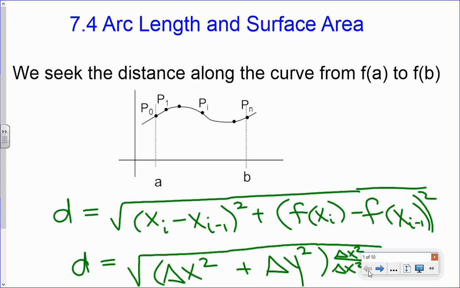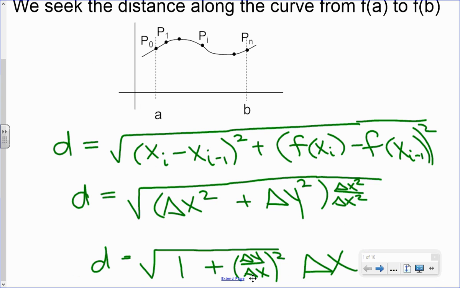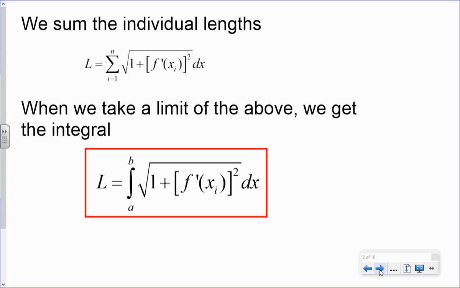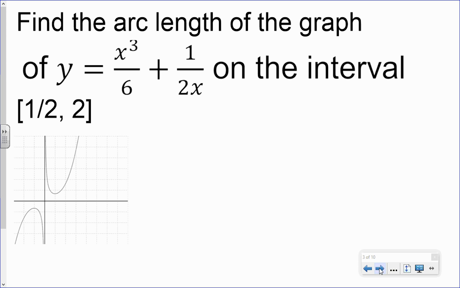Because over here when we wrote delta y over delta x, that's like the derivative, right? And so you're just going to write f prime. So to find arc length, you find the derivative, plug it into the square root of 1 plus that derivative squared, and then we'll have to decide if we can integrate by hand or if it's a situation where we need to use our calculator. Some of these we're going to be able to do by hand.